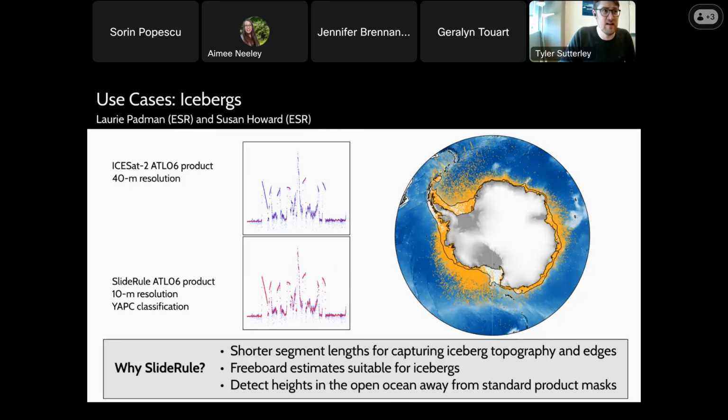And a team at ESR, Laurie Padman and Susan Howard, worked really hard to be able to map every single iceberg that ICESat-2 has seen in the Southern Ocean by using very short segment length and tailoring how the YAPC photon classification worked in order to best lock into icebergs. So we can see how the standard land ice algorithm looked at trying to determine icebergs at the top, and how with shorter segment lengths that were tailored towards icebergs, you can really see the entire shape of these bergs. This is a project that we're working on releasing soon. And it's one of the biggest things that we've done, and it's awesome that they were able to do this work.